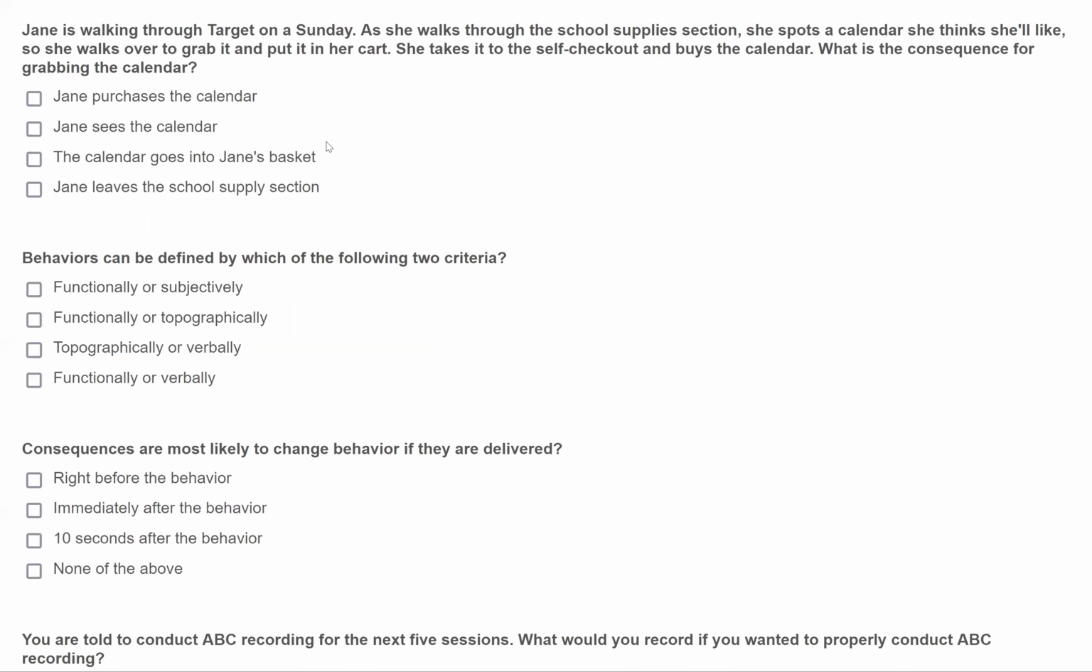And when we talk antecedents and we talk consequences, we're talking immediacy. Okay, so on the exam, remember that. We're talking immediacy. Jane leaves the school supplies section. Maybe not. Maybe she continued to browse. We're not really sure. Okay, it does say she takes it to self-checkout. Fine. But the immediate consequence is grabs it, puts it in her cart. What is the consequence for grabbing the calendar? C, the calendar goes into Jane's basket.